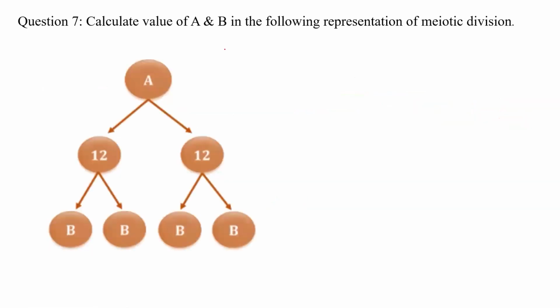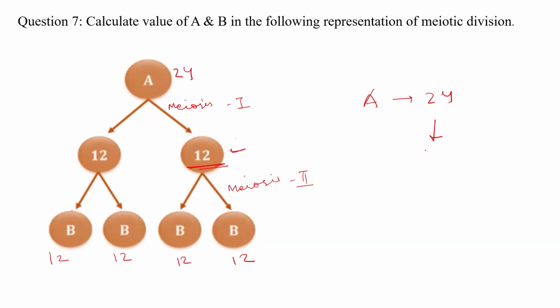So the next question is, calculate the value of A and B. We know that in meiosis 1, the reduction happens. So if this is meiosis 1, this is meiosis 2. In this, A will be 24, and B, since it leads to the formation of haploid cells which are identical by the separation of sister chromatids, the value of B will be 12. So A will be 24, which upon reduction gives the value of 12, and upon further separation of sister chromatids will lead to the value of B, which is 12.